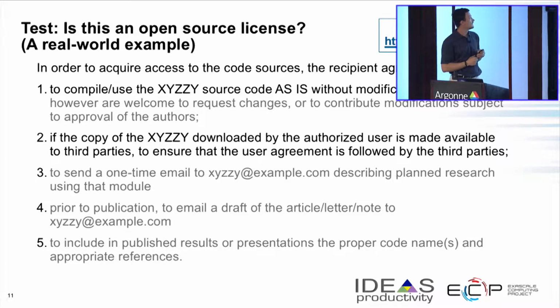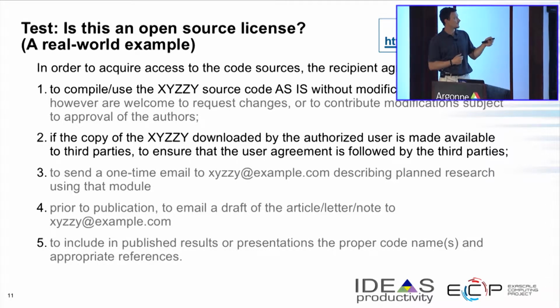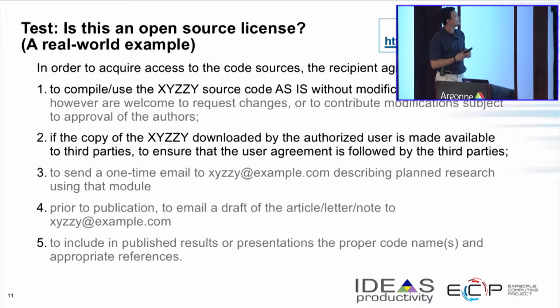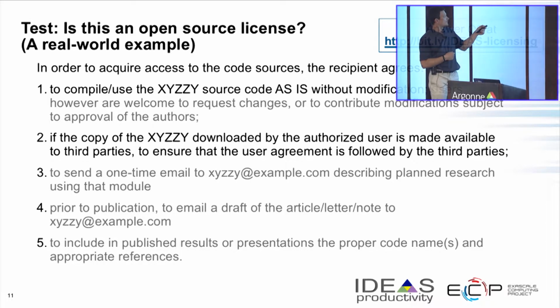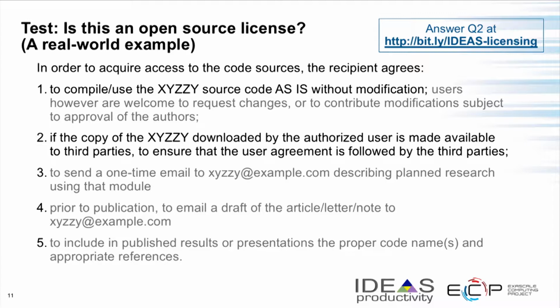Okay, so here is a little quiz. Again, you can put your answer in here. This is a real-world test case. In order to acquire access to the code, the recipient agrees to compile, use this source code as is without modification. If the copy of the code is downloaded by the authorized users, made available to third parties to ensure that the user agreement is followed by third parties, to send a one-time email to project@example.com describing planned research using that module, and so on and so forth.